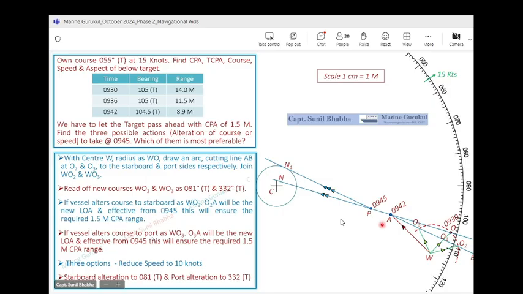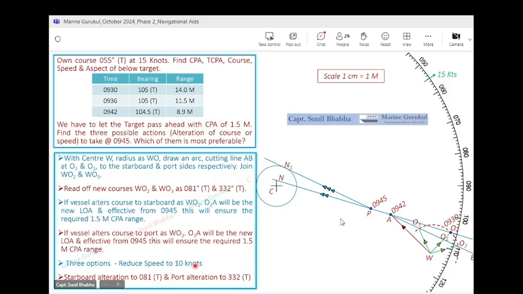Now, out of the remaining two possibilities, that is alteration to starboard and reduction of speed, whenever the ship is out in open sea and we have good visibility, in this case there is no mention of any restricted visibility, so we assume there's good visibility, alteration of course is always preferable to a reduction of speed. One, it is easier to do, and second, it would be readily apparent to the other vessel.